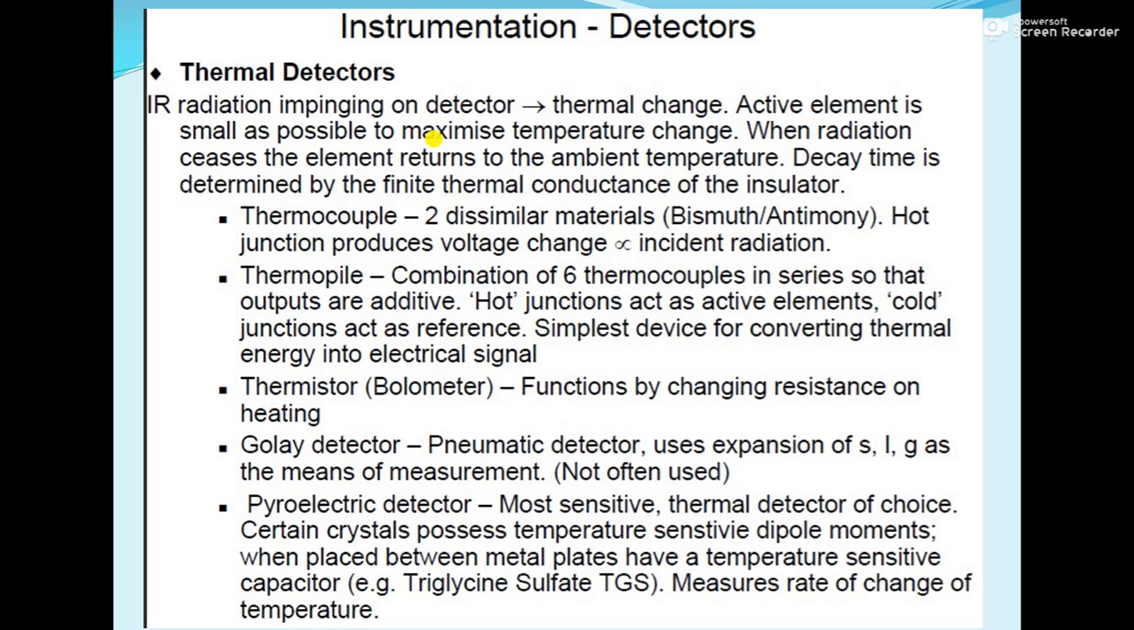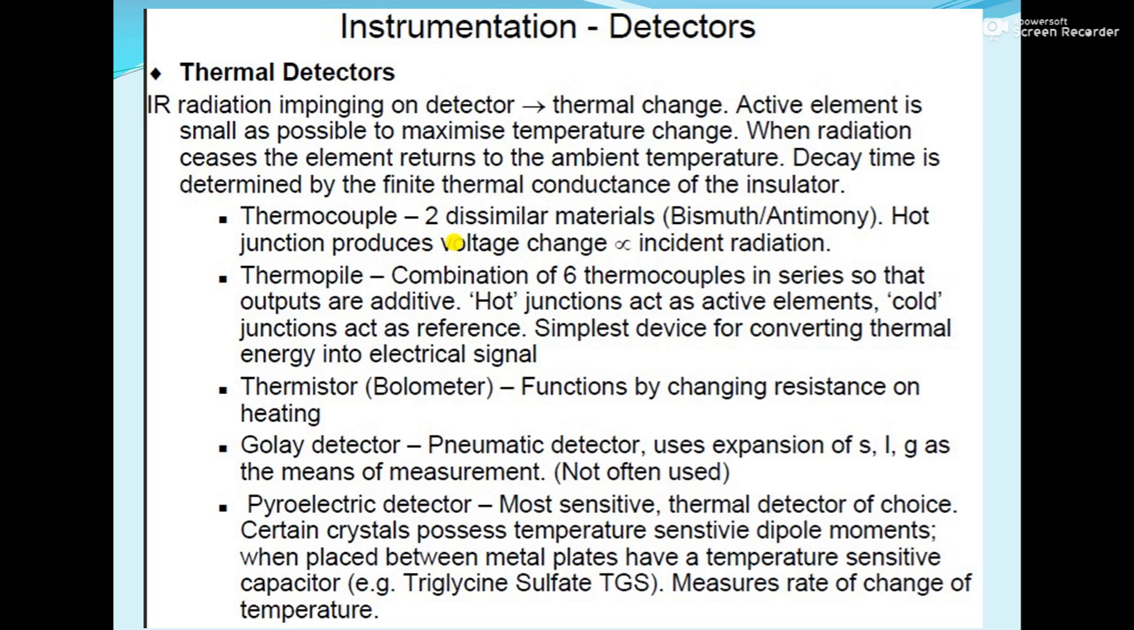In a thermocouple, two wires of different materials are welded together. One of the two welded joints is the hot junction, which becomes hotter because of IR radiation, and the other joint is cold. So a small electric potential develops between the joints due to this temperature difference. The resulting current is directly proportional to the IR radiation falling on the detector. So in this way the thermocouple is used.